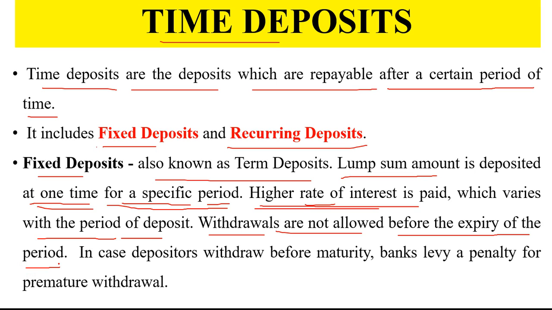In certain cases, if the account holder wants to withdraw money before maturity, the bank will charge some penalty. That means the interest rate will be reduced, and then the customer can withdraw the money. So withdrawals are not allowed before the expiry of the period, but in case depositors withdraw before maturity, the bank charges a penalty for premature withdrawal.